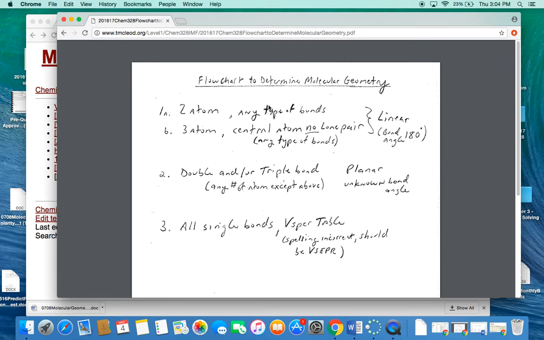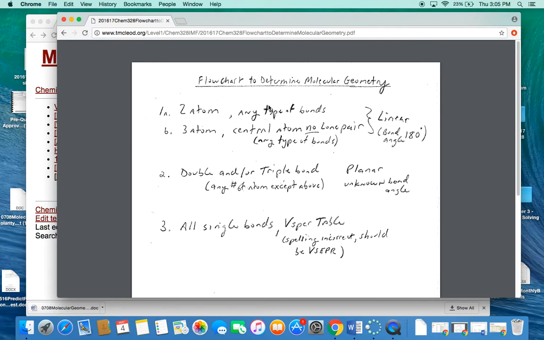Something like carbon dioxide, which has two double bonds and no lone pairs on the central atom, well, it would be planar, right? No, actually it wouldn't, because it fits the criteria of number 1. Three atoms, central atom has no lone pairs, so it would be linear. So you wouldn't even get to number 2, because you would have finished off at number 1. So if the substance isn't 2 atoms, or 3 atoms with a central atom with no lone pairs, and it doesn't have double and triple bonds, it's the third one, which is a substance that has all single bonds.